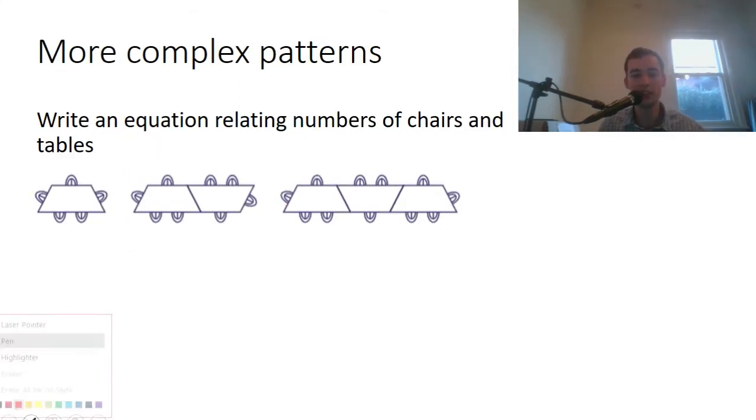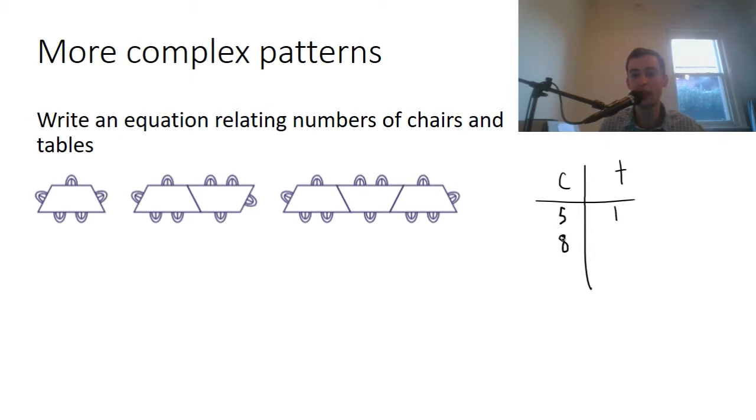Okay, so let's get up to the next one, and I think you'll soon see that this is a little bit harder than the previous one. But let's try it. Let's try and draw our table anyway. So let's say C is the number of chairs, not C is chairs, C is the number of chairs. And T is the number of tables. Well, in the first one, there's 5 chairs and 1 table. Then we've got 8 chairs and 2 tables. Then we've got 11 chairs and 3 tables.